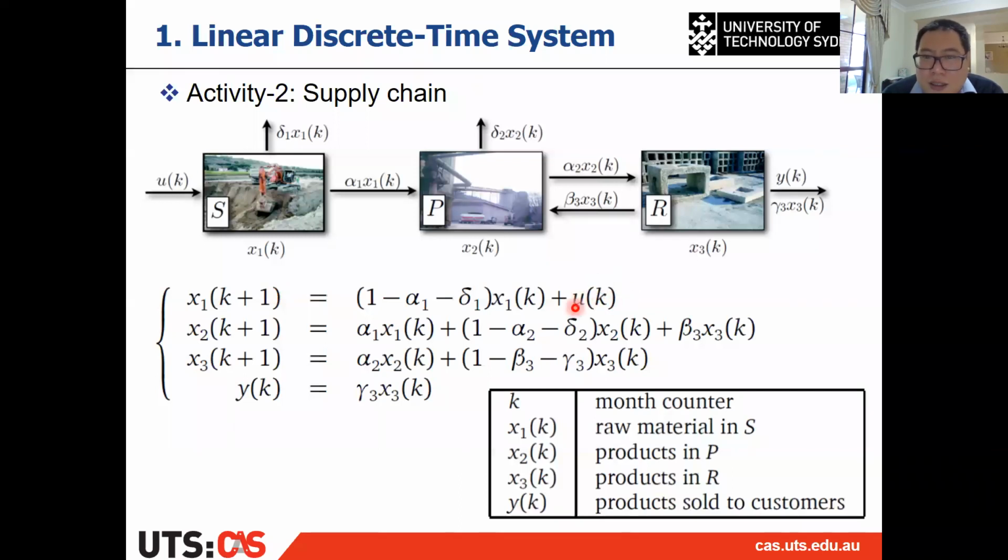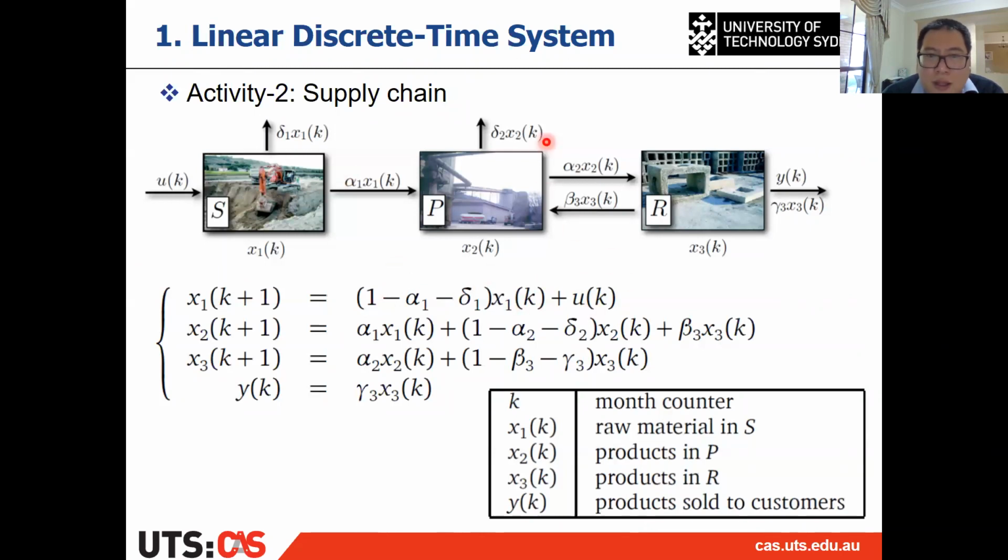First, they purchased uk in for each of the months, right? And the second is the material from the last month, which is x1k. And also it needs to discard a percentage, which means it will minus delta 1 times x1k. And also it will ship some materials to P. Then you need to delete that as well, which is minus alpha 1 times x1k. Then you have your first equation, right?